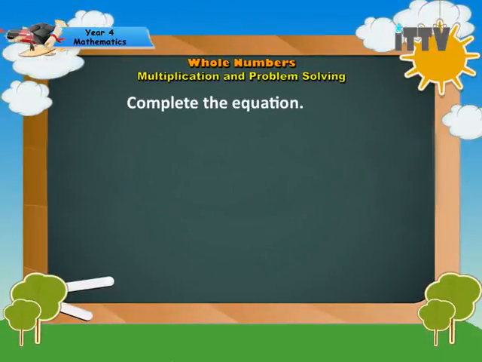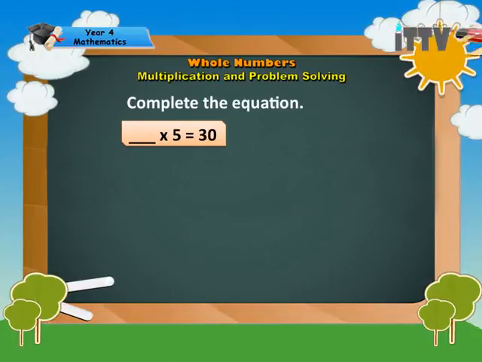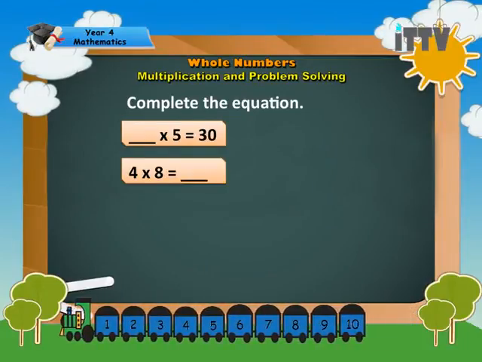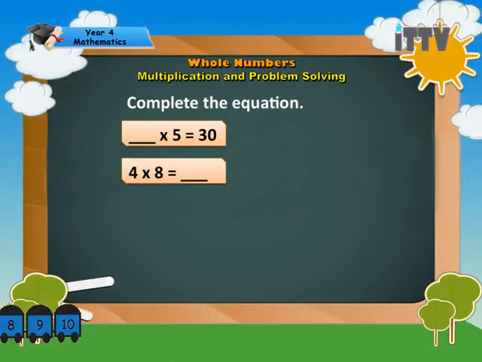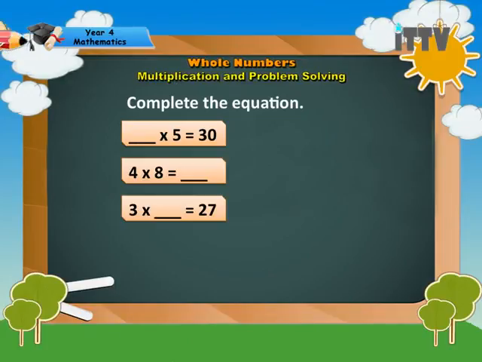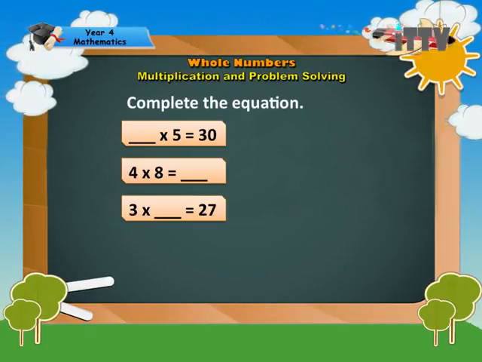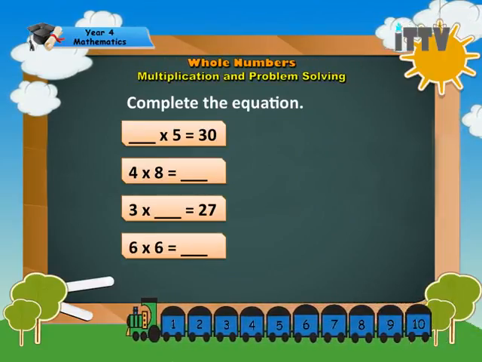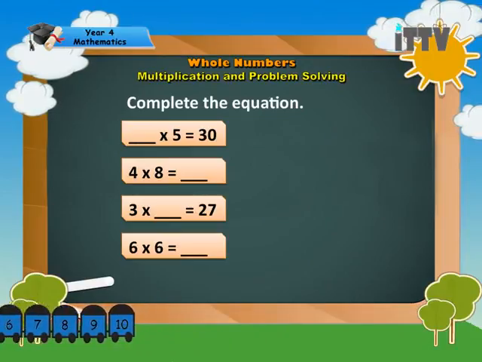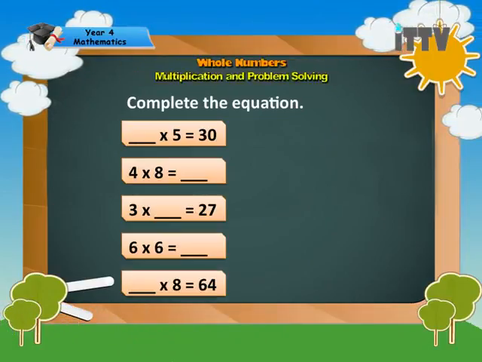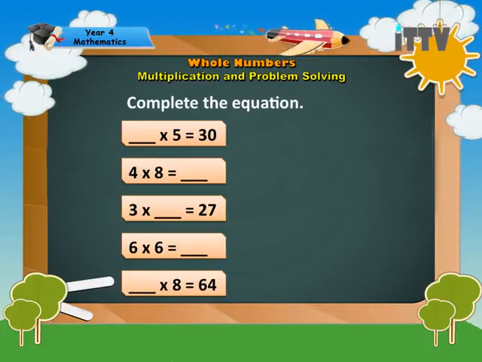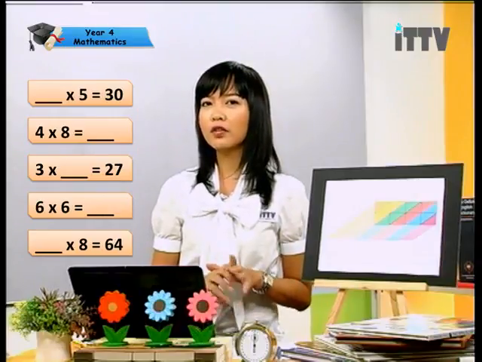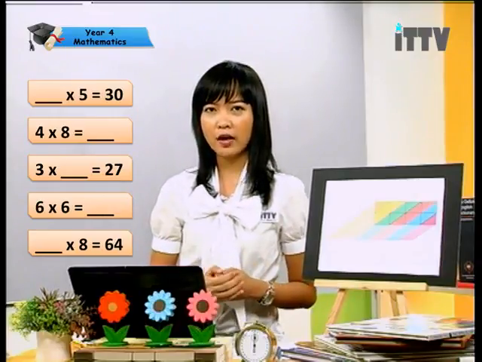Complete the equation. The first one. What times 5 equals 30? The second one. 4 times 8 equals, what is the answer? The third one. 3 times blank equals 27. What is the missing number? Oh, there is another one. 6 times 6 equals, what is the product? And lastly, blank times 8 equals 64. Okay, boys and girls, I sure hope you can help Selena with her questions on multiplication facts.